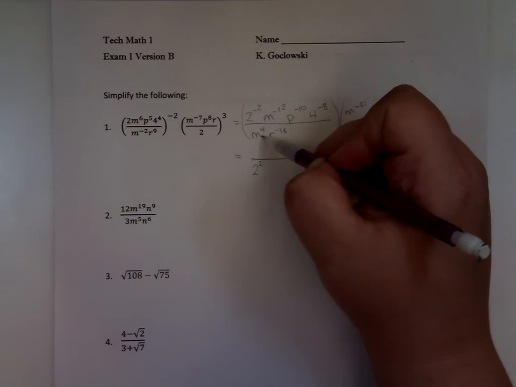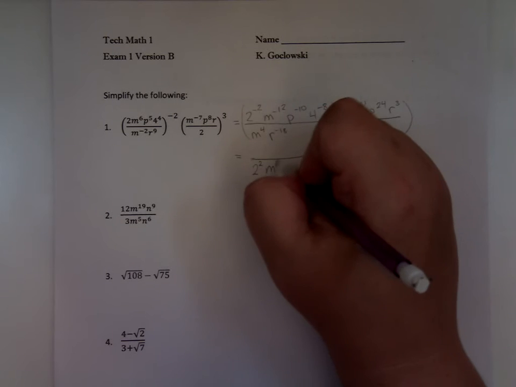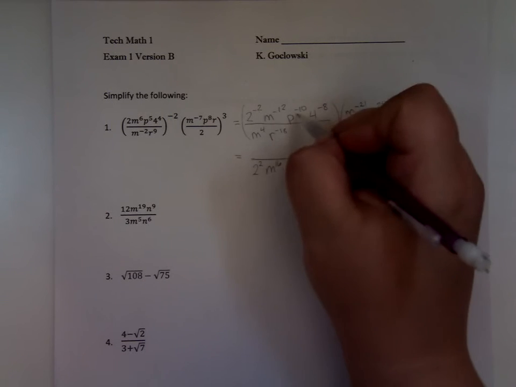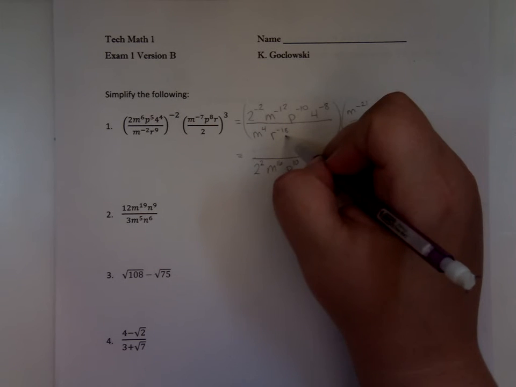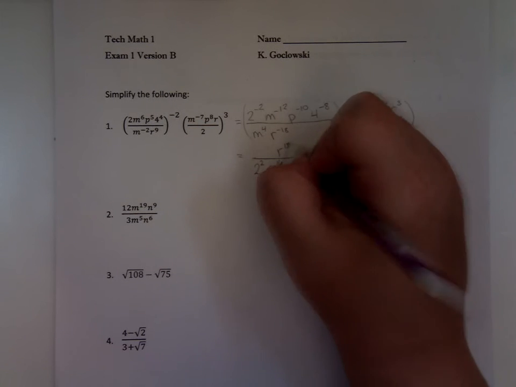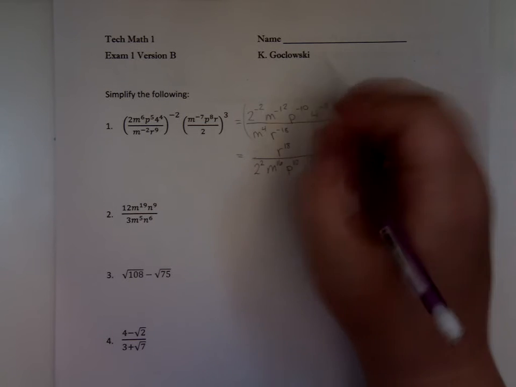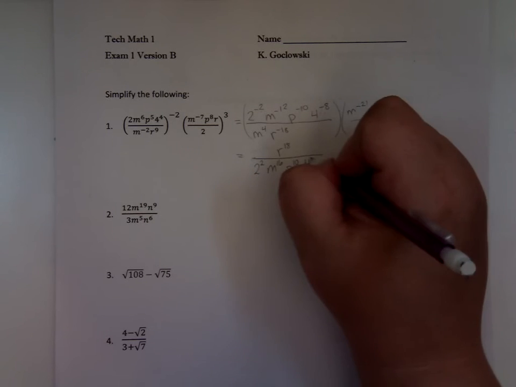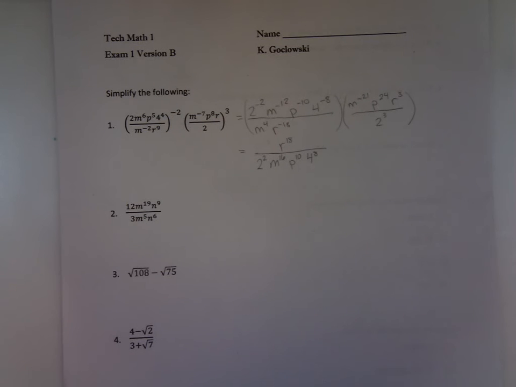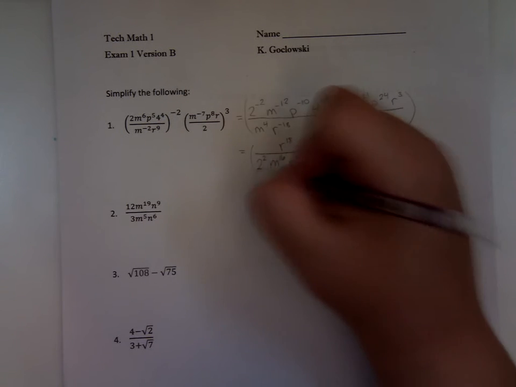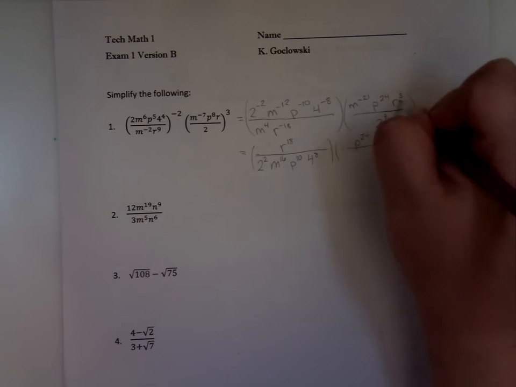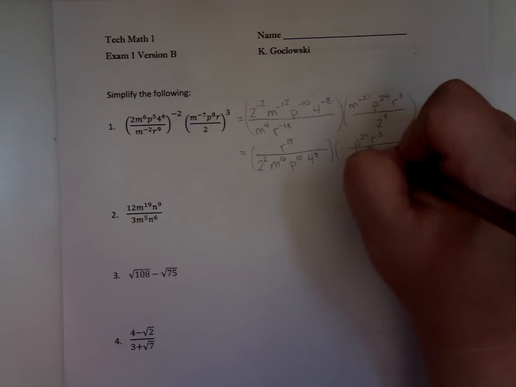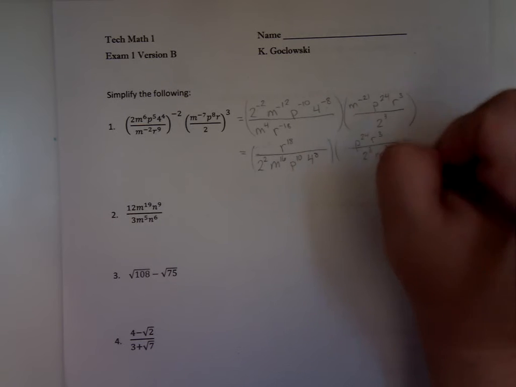M to the minus 12 divided by m to the 4 is going to be m to the minus 16. So m is going to come down and be m to the 16th. P to the minus 10 is going to drop down here and become p to the 10. R to the minus 18 is going to go up here and become r to the positive 18. And then 4 to the minus 8 is going to come down here and become 4 to the 8th. Okay. And then another fraction bar, p to the 24th stays up here, r to the third stays up here, 2 to the third stays down here, and m is going to move down, m to the 21 is there.